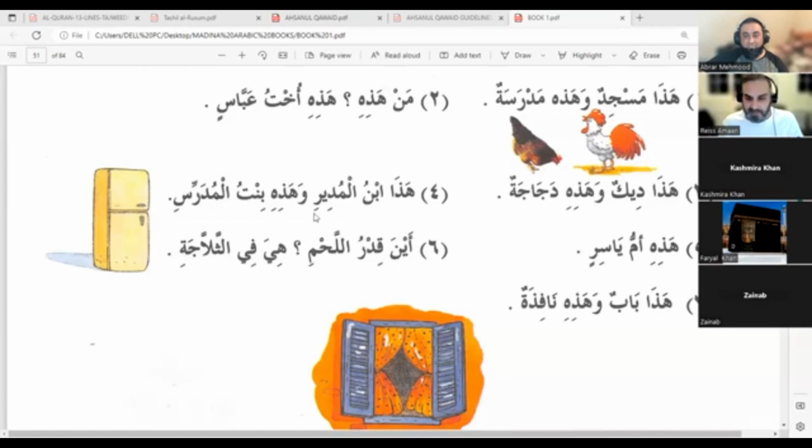So hada, this. Yeah, the mouse is pointing to the focus, right? This, and then you've got this word al-mudiri, teacher. Mudiri, teacher. And then ibn, son. Okay. So this is the teacher's son. And then this word is wa, and this is bintu. Bintu means daughter, the opposite. And this is mudiri's daughter, teacher's daughter.